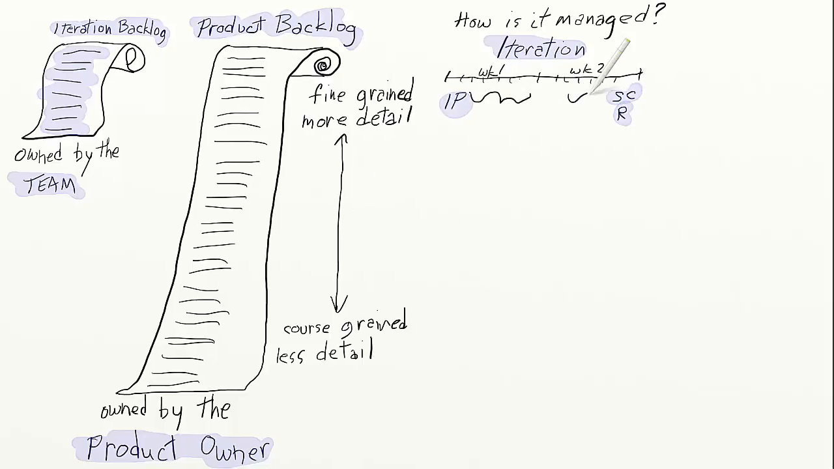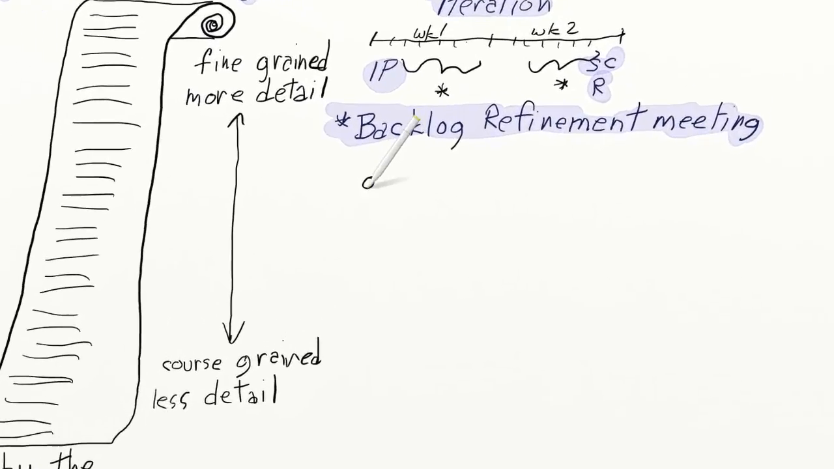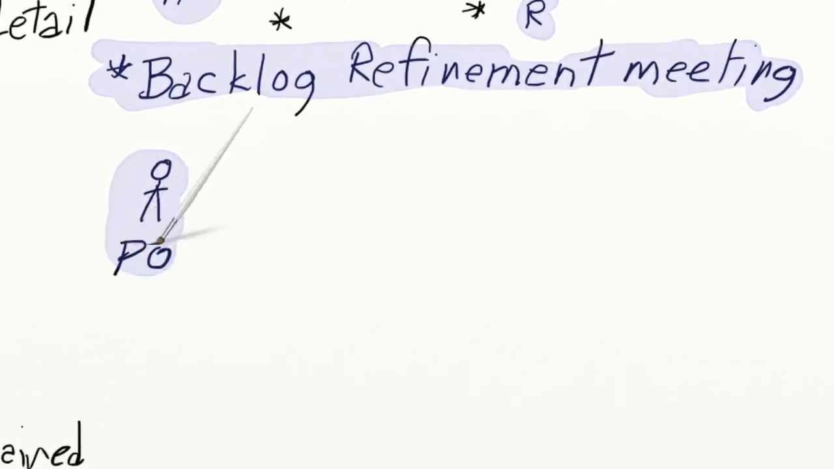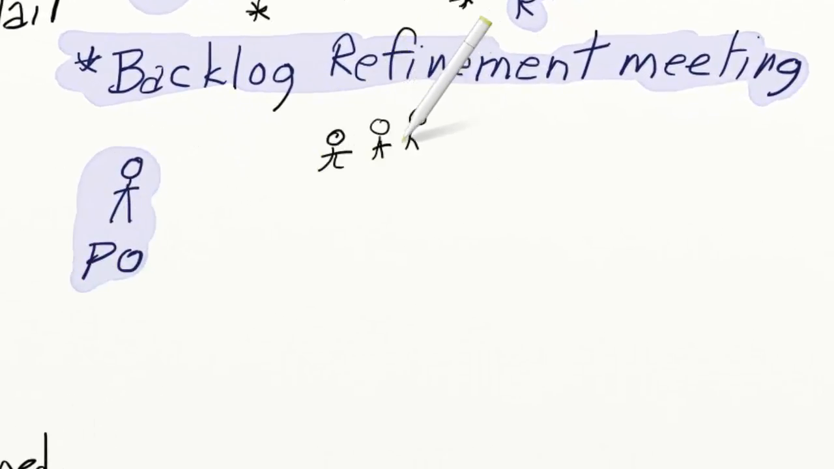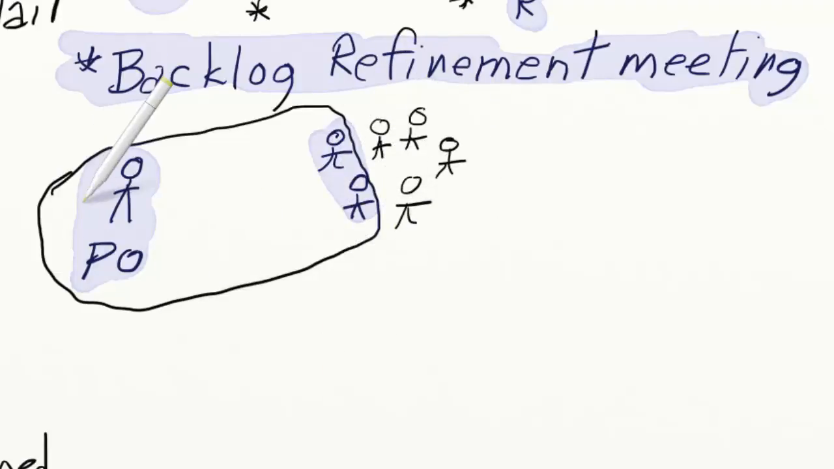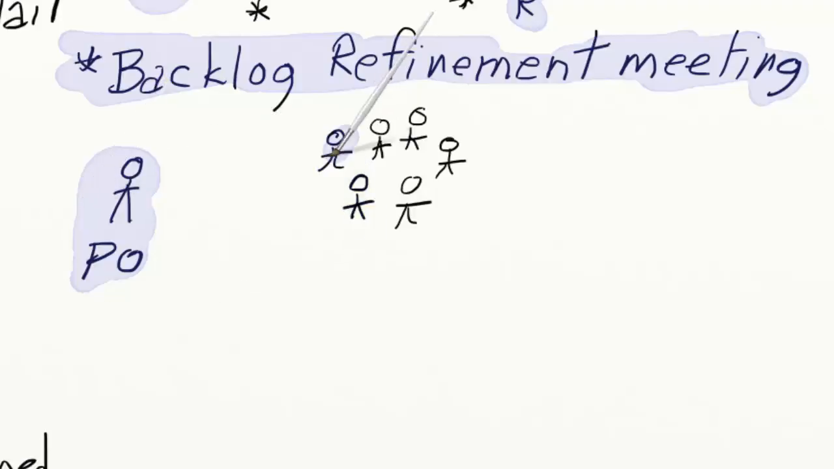Most teams have another ritual that is organized by the product owner. This is called the Backlog Refinement meeting. It's also known as the Backlog Maintenance meeting or Backlog Grooming. This is a meeting managed by the product owner. Sometimes he or she meets with a couple key members of the team. And sometimes this meeting involves the whole team.